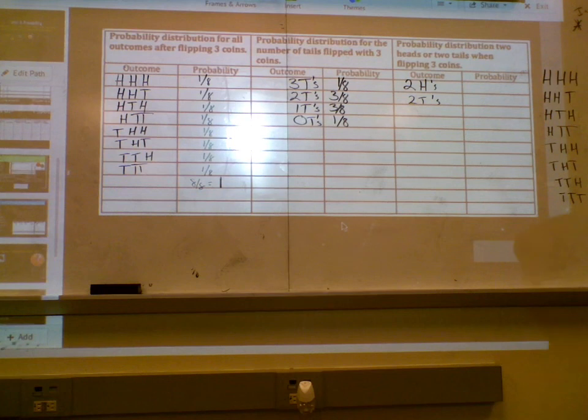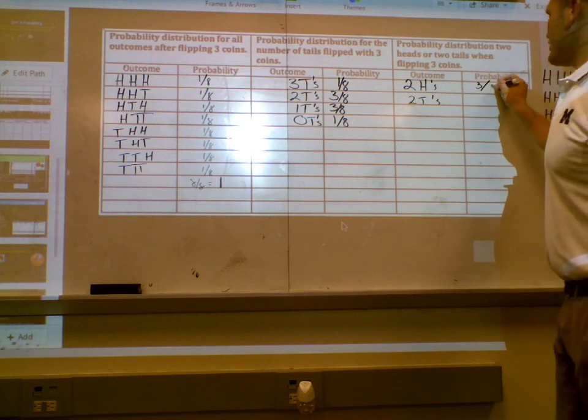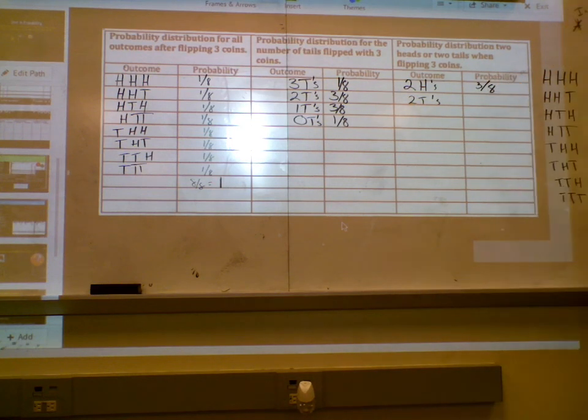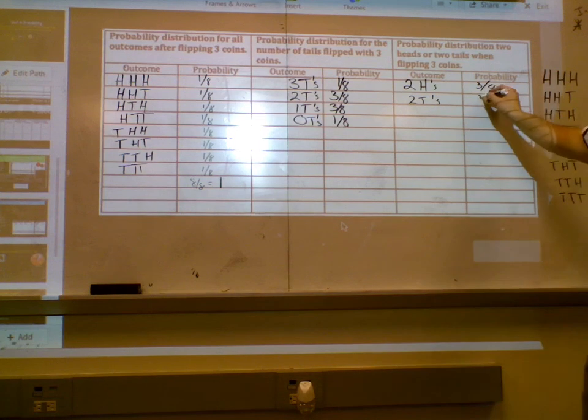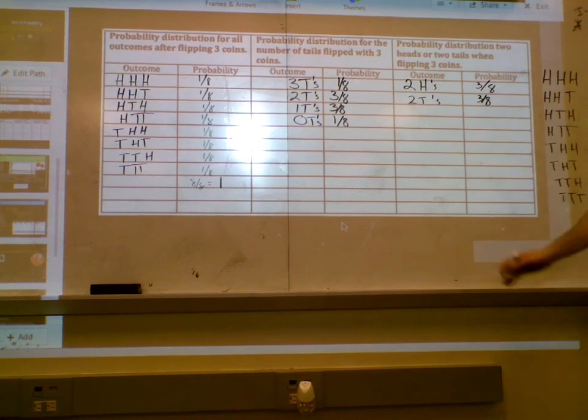Now remember, when you make a probability distribution, you need to have all the possible outcomes. So as you're filling in this probability distribution, think if you have all the possible outcomes. So, what's the probability of 2 heads? 3 out of 8. What's the probability of 2 tails? 3 out of 8. Now 3 plus 3 makes what? 6. So do I have all my outcomes? No. What am I missing?